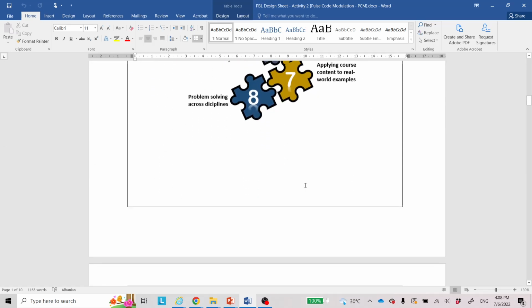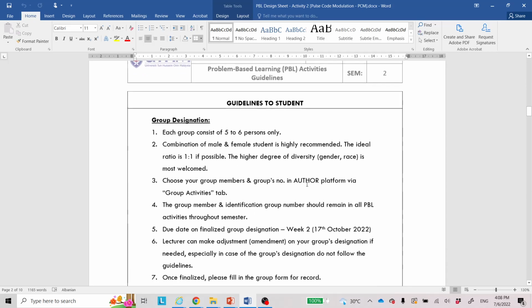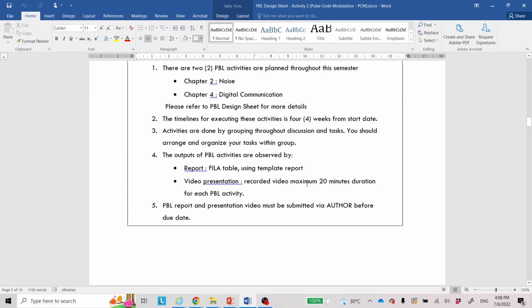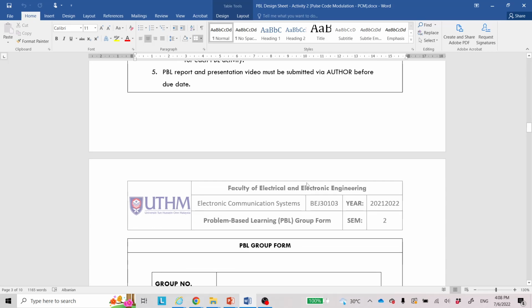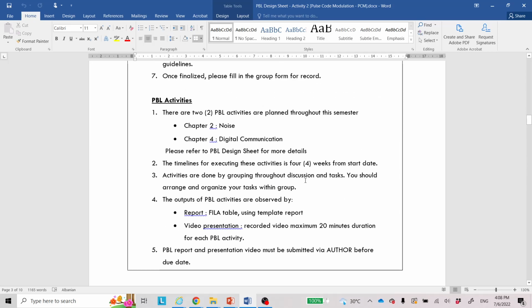So I jump to the instructions. Okay, this is same as task 1. So this is about the groupings and so on. Again, you will produce 2 things, which is report and also the video presentation. Similar with task 1, the output of task 2, you're going to produce group report and also group presentation recorded video.